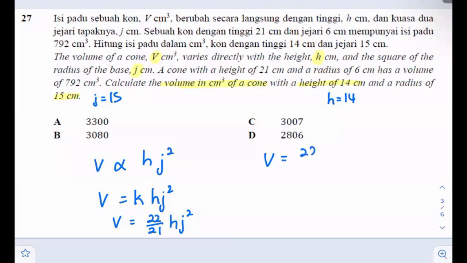V equals 22 over 21 multiplied by 14 and 15 squared. And we got 3,300. So the answer will be A.